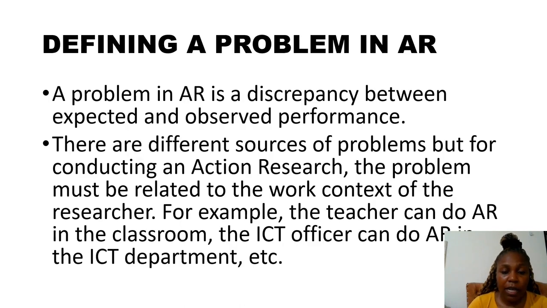So a problem in action research is a discrepancy or a gap between the expected and observed performance. You see, when you are focused at the workplace now, here it means you are looking at your expected versus the observed performance. So you're trying to identify the gap between the expected and observed performance. That's where you find the problem for your action research.